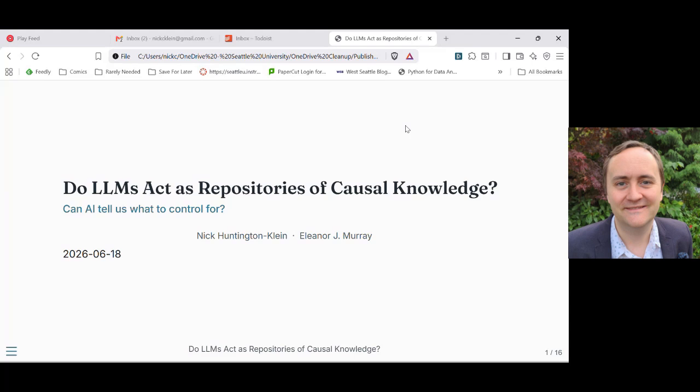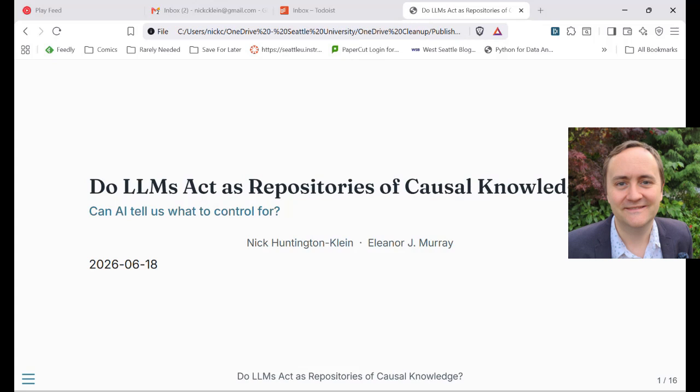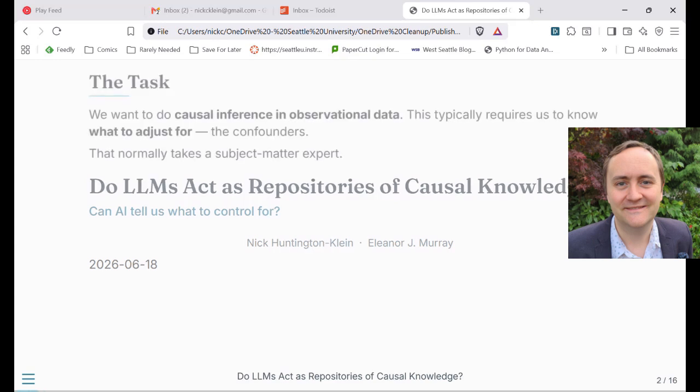Let's go ahead and get started anyway here. So what we're looking at here is a pretty obvious question to anybody who's working in causal inference and has any awareness of all the developments that we've had recently over the past few years in AI and large language models. And the question that I'm looking at here today is specifically, do large language models act as repositories of causal knowledge? And the reason why we might be interested in this is because we might want to know, well, to what extent can we really automate the causal inference process or not be able to do it, right?